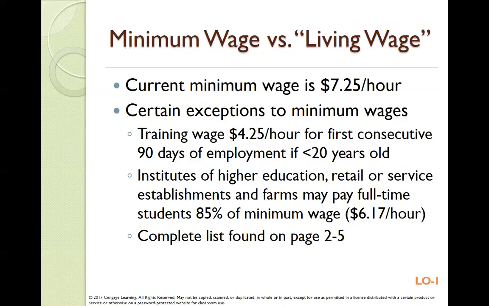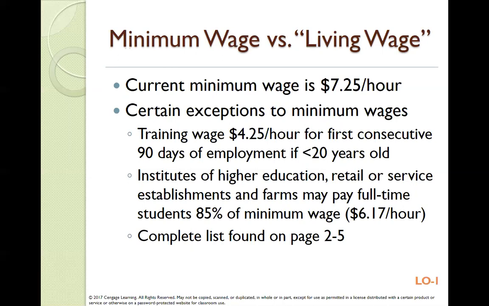So again, that's a possibility. That doesn't mean companies have to pay them that wage. It's just they're allowed to. We talked a little bit about this too last week. Institutions of higher education, retail or service establishments, and farms may pay full-time students 85% of minimum wage. So full-time college students or high school students can actually earn a minimum wage of $6.17 an hour.